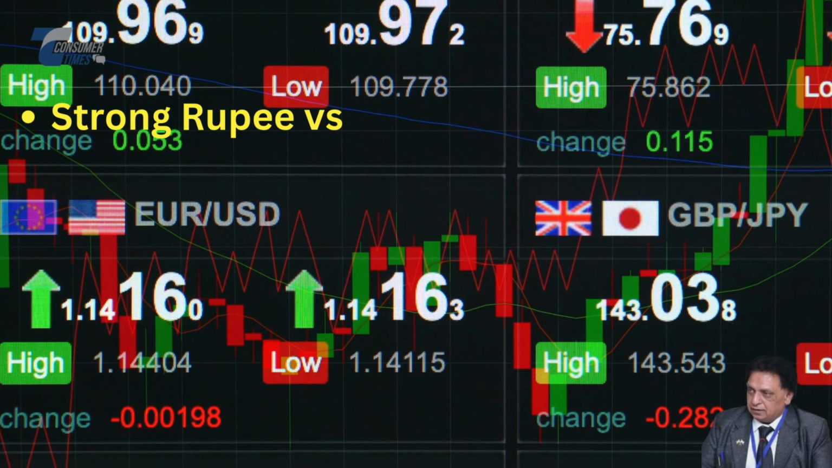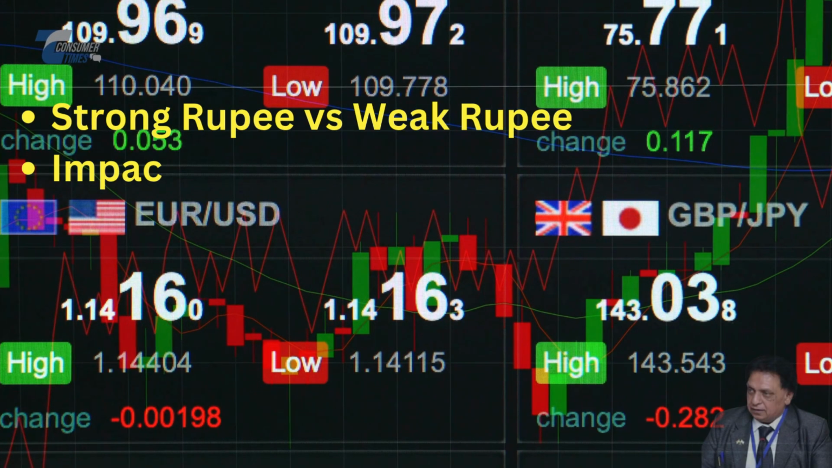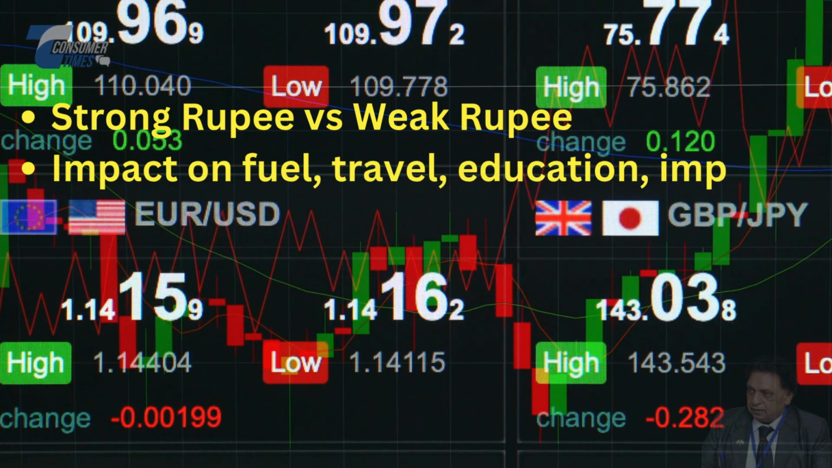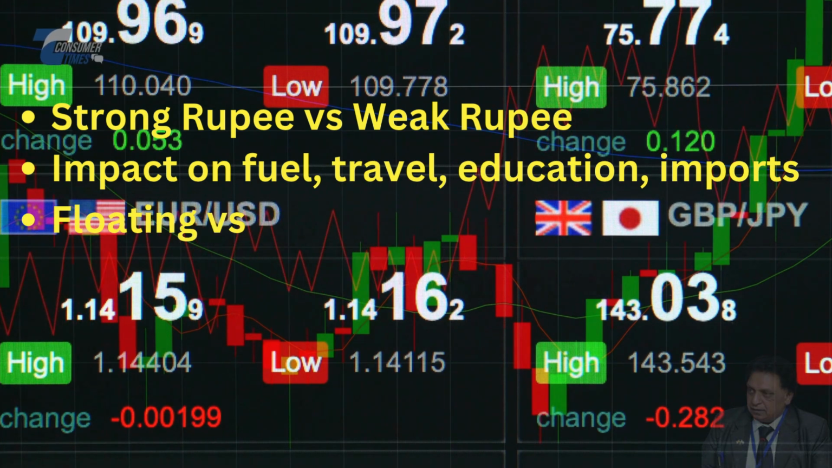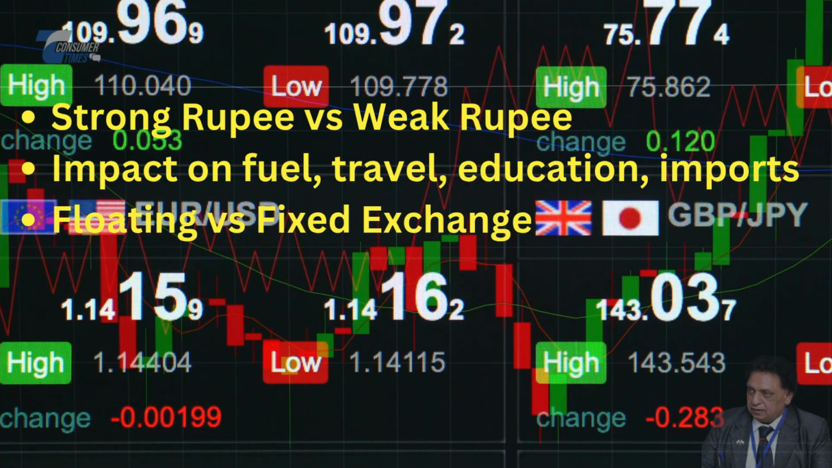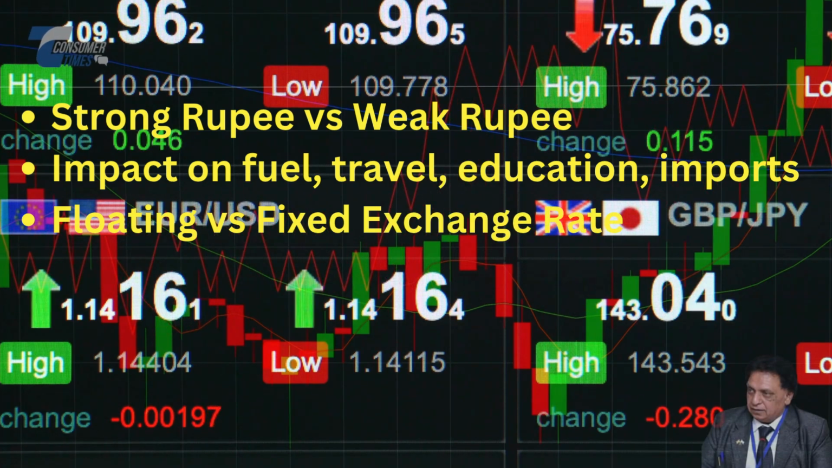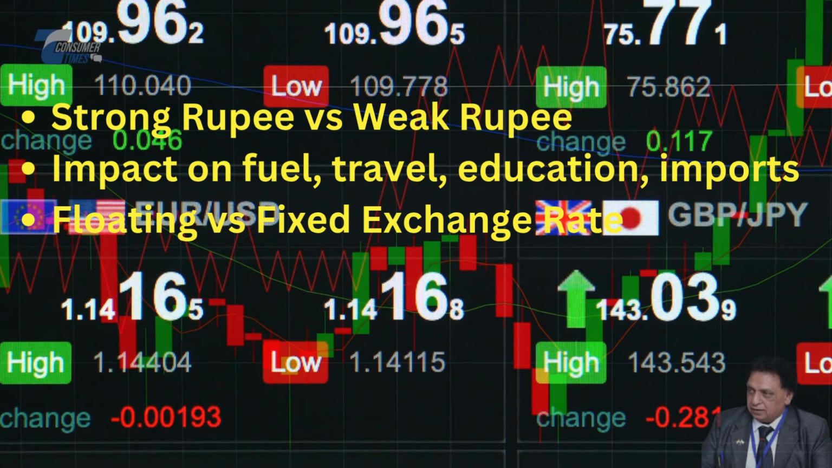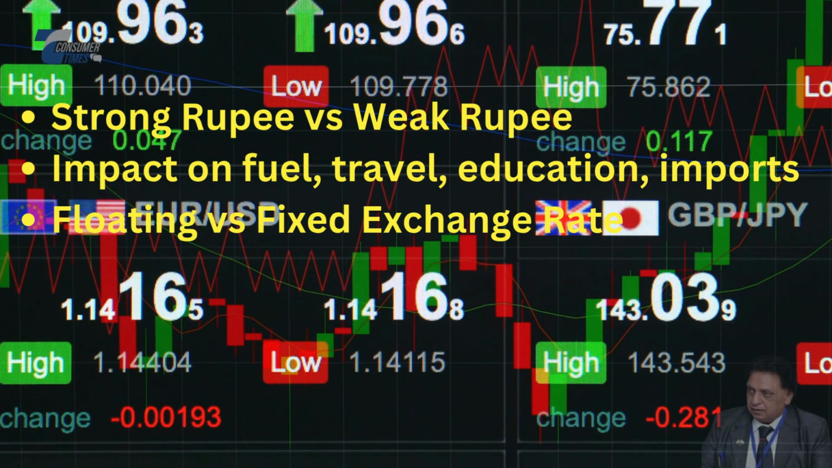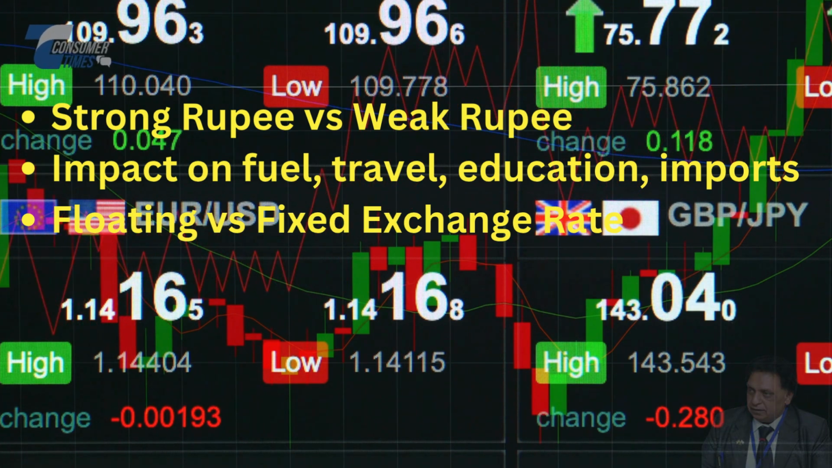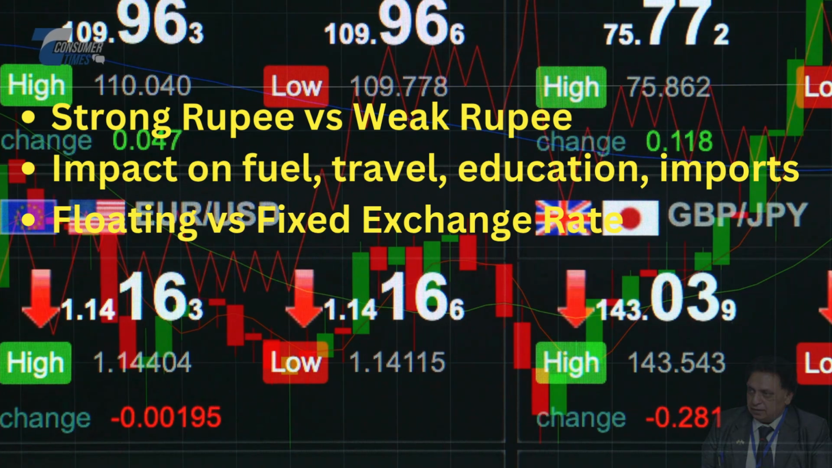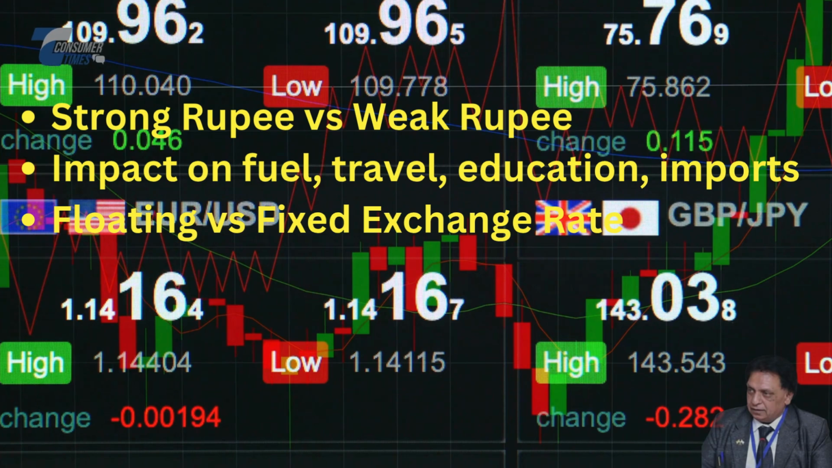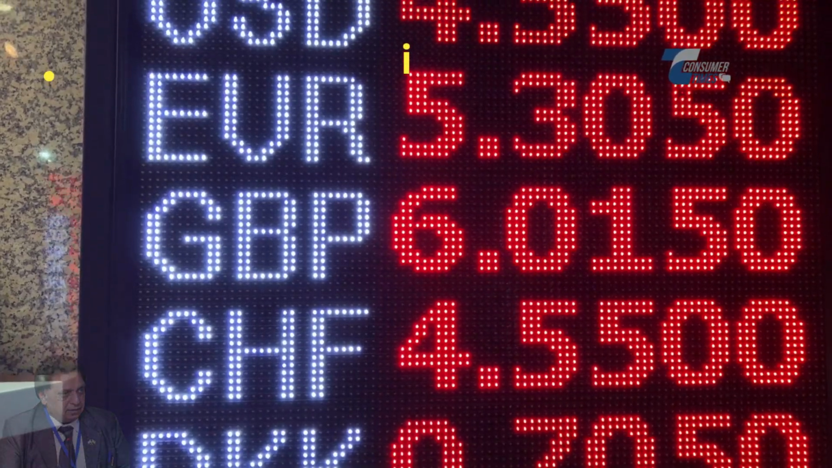Economic growth and political stability are also important. Investors prefer countries with stable governments, strong economic growth, and better business opportunities. Political uncertainty, wars, global crises, or economic slowdown can weaken a currency. For example, during international conflicts or financial crises, investors often move their money to safer currencies like the US dollar, which increases its value globally.